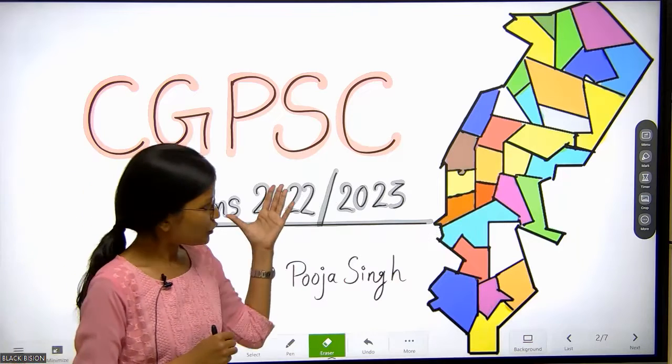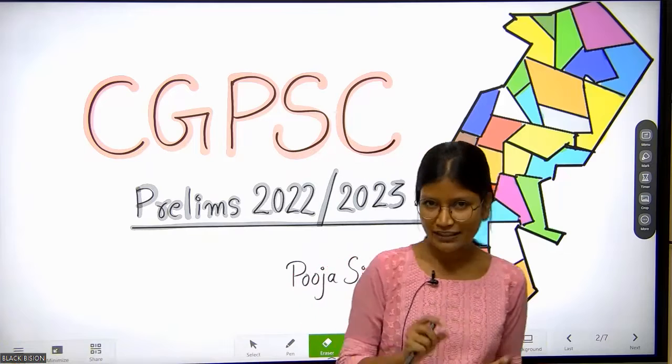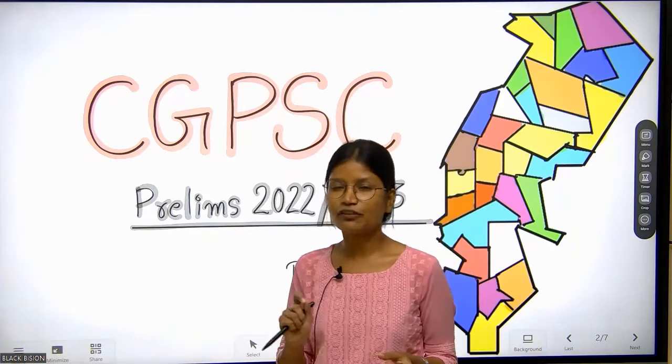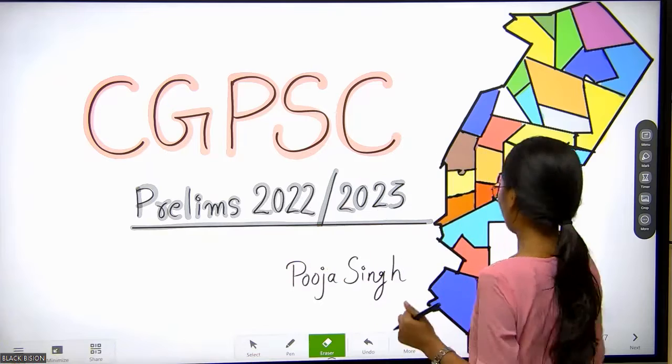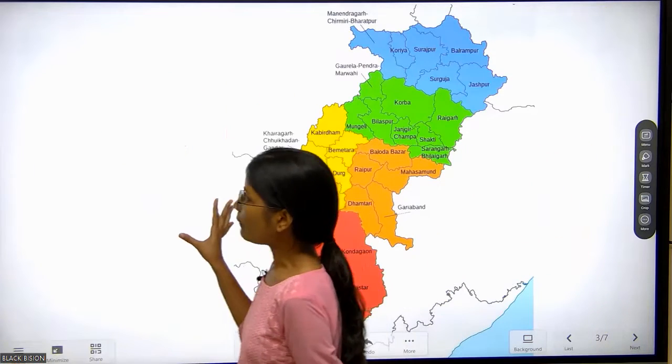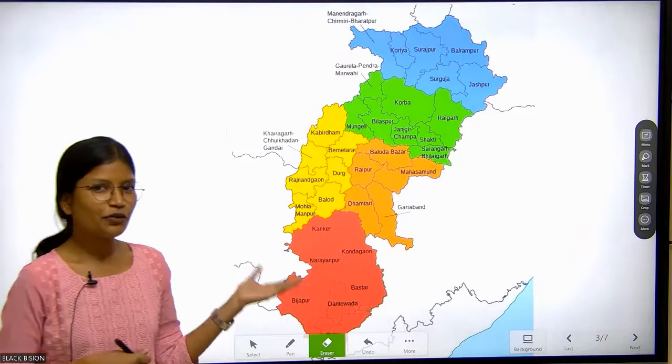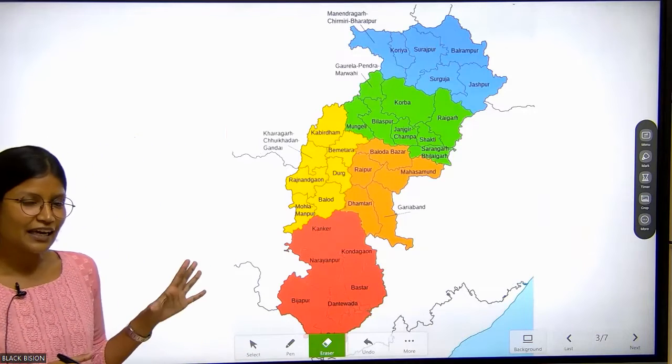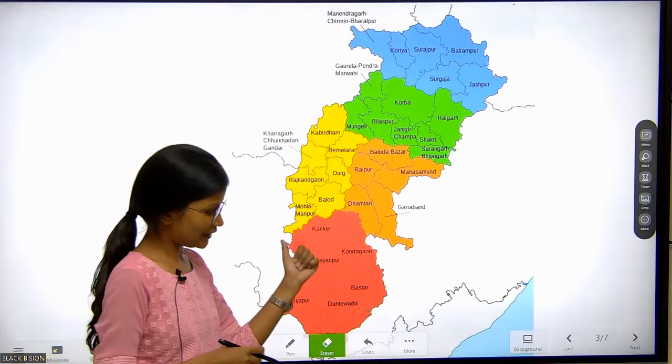Fine. Now, in this particular module, we will be doing the MCQs. That means on all those factual details that we often miss, I'm going to cover every one of them. Okay. Now, here we can see there exists a map of Chhattisgarh. Fine. We all know the map of Chhattisgarh. Now, why has this particular map been placed here?